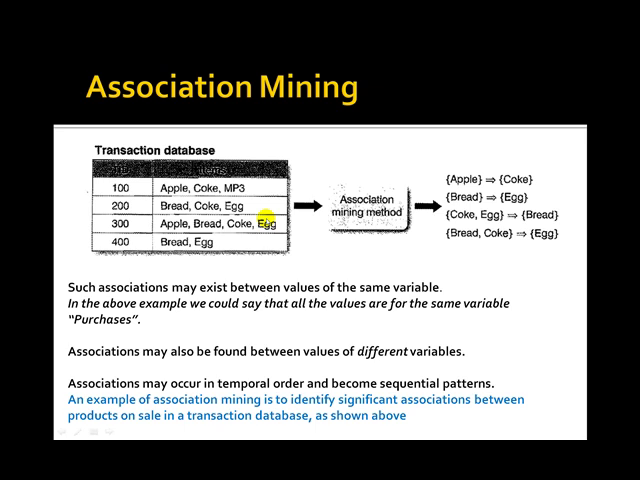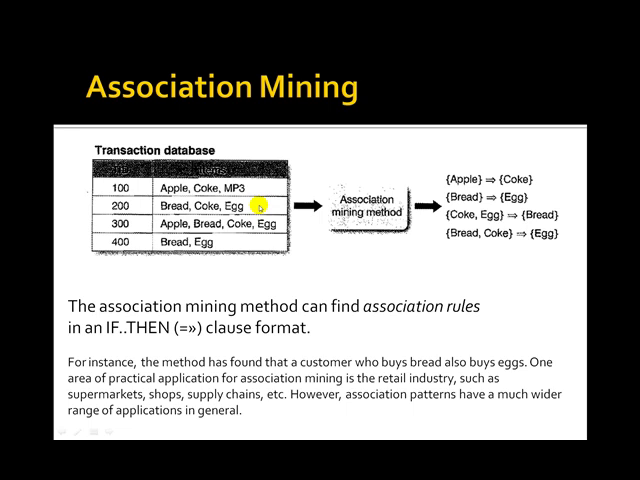An example of association mining is to identify significant associations between products on sale in a transaction database as shown above. So this is a typical example of association rules up here. The association mining method can find what are called association rules in an if-then clause format. The famous example of association rules is this. If we're looking at a supermarket, they found that people who buy bread also buy eggs. Sorry, that's not the example I thought of, but okay. So people who buy bread also buy eggs. So suppose that you had that rule.